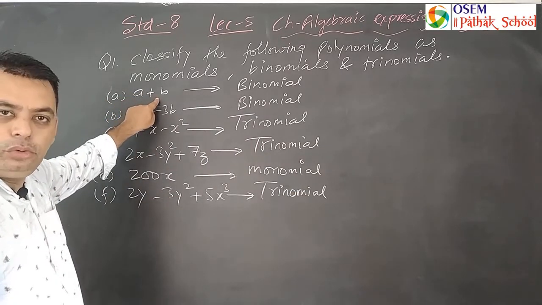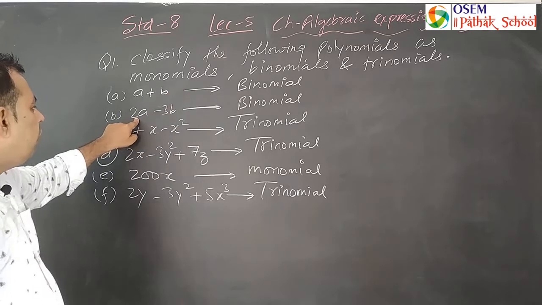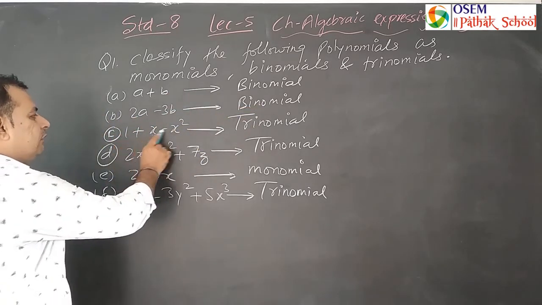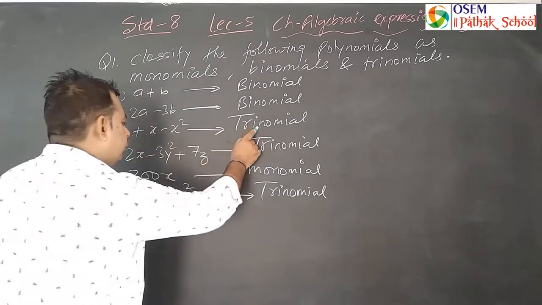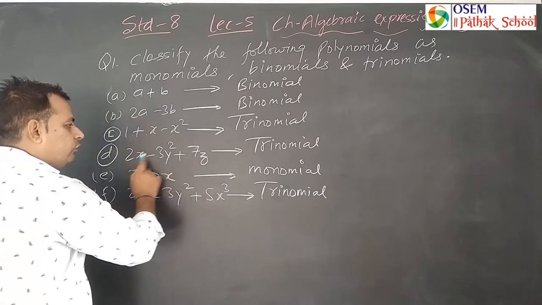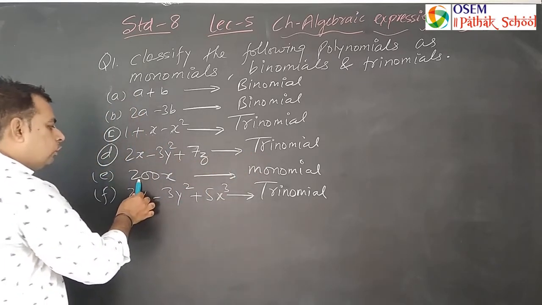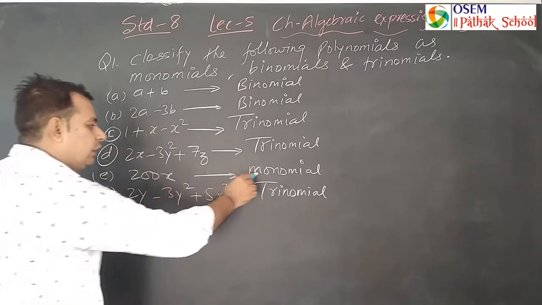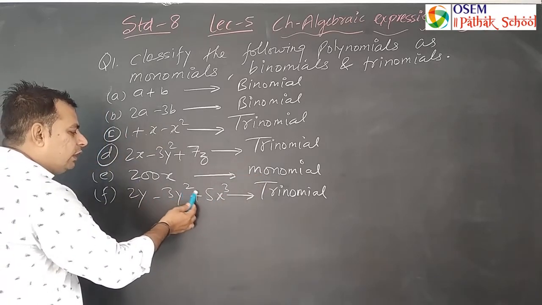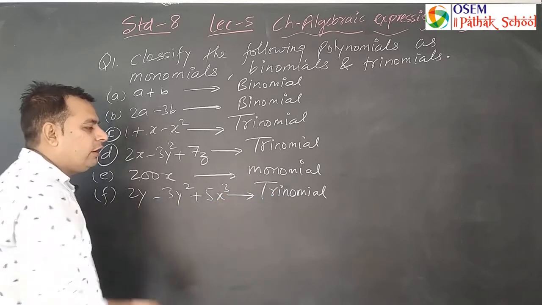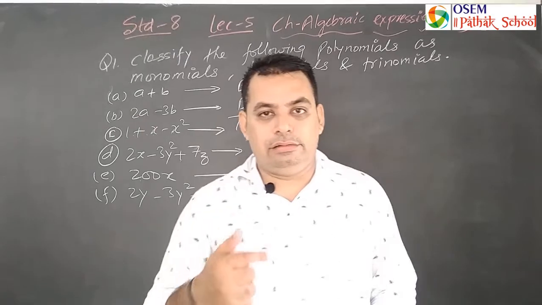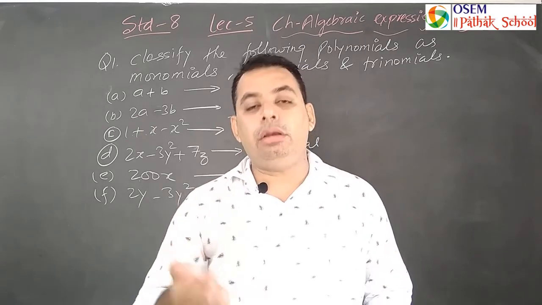a plus b, 2 terms, binomial. 2a minus 3b, 2 terms, binomial. 1 plus x minus x square, 3 terms, trinomial. 2x minus 3y square plus 7z, 3 terms, trinomial. 200x is a single term, that is monomial. And 2y minus 3y square plus 5x cubed, 3 terms, trinomial. So this is a way to classify the polynomials as monomial, binomial or trinomial.